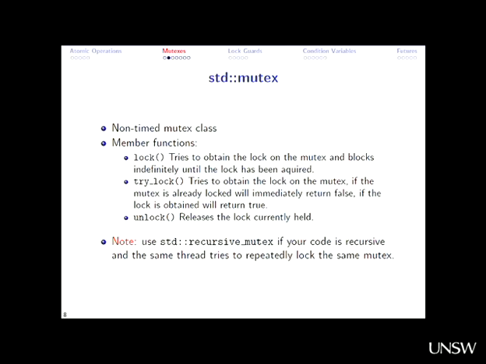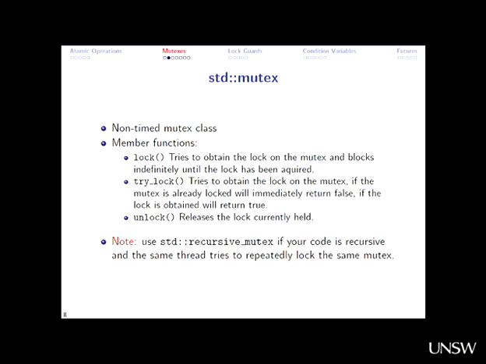So we have this standard mutex type, and it's a non-timed mutex class. That means it doesn't have a timer available for it. There are mutexes with timers. It has some member functions. Standard mutex has lock, which tries to get the lock. If it can lock it, it locks. If it can't lock it, it blocks, so it waits indefinitely until it can acquire the lock.